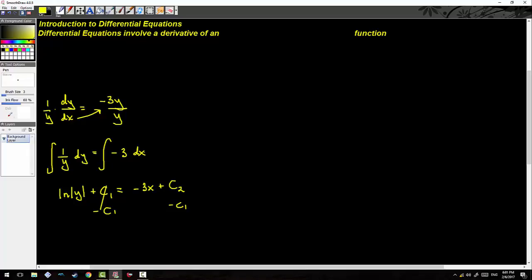And so what I get is the natural log of the absolute value of y equaling negative 3x plus... now you guys are going to love this. c2 minus c1 is actually c3, the third constant, whatever constant that is. A constant minus a constant is a constant. I just don't know what that constant is. We will eventually, later on today, find tools that allow us to figure that out. But right now, let's just take it one step at a time.